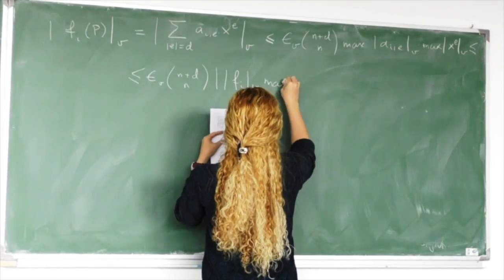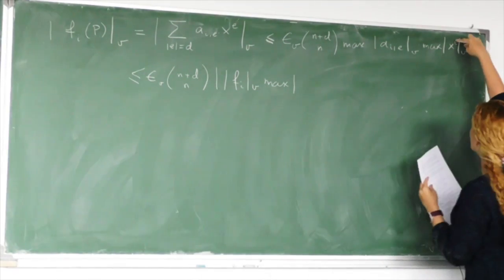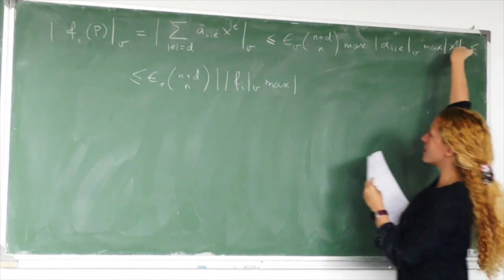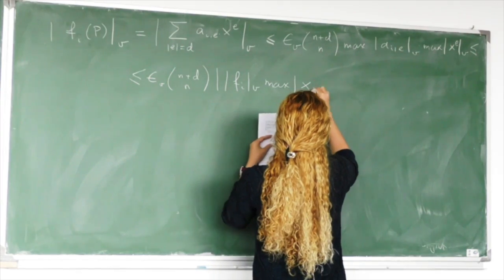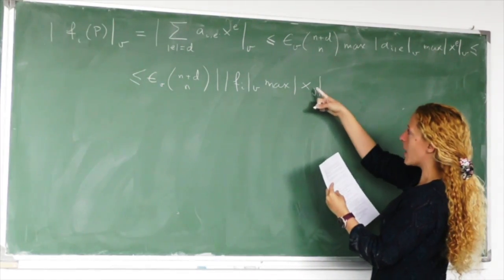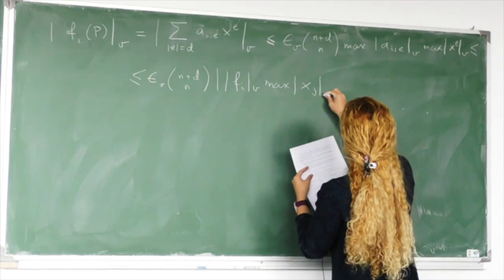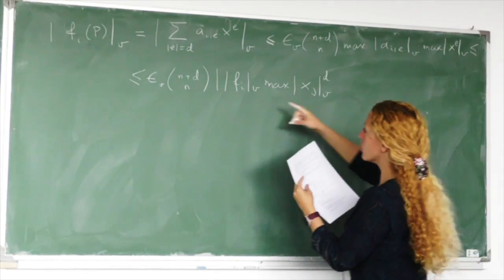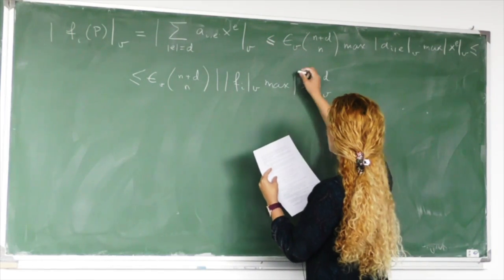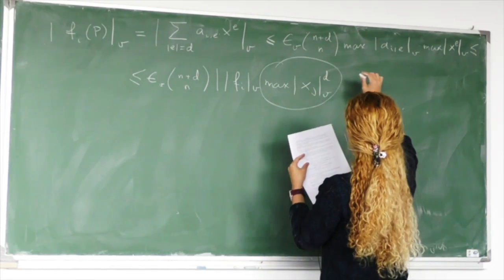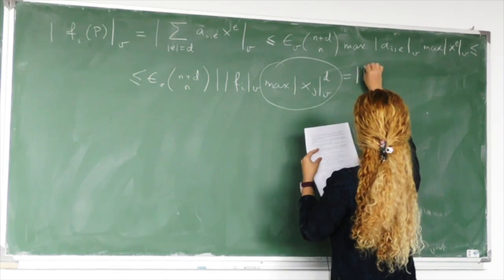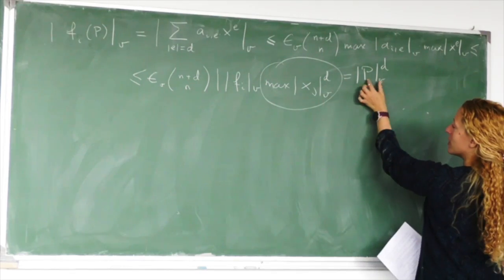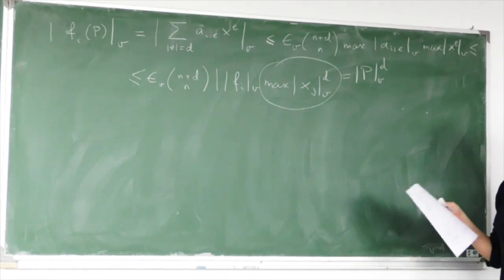And now I can change this. The sum is d, so I can change this, with the same trick we saw before, by the maximum of the absolute value of each of the coordinates to the d. Notice that we have these constants, and actually this thing that we have here is equal to this. This is the d, and this is the norm of P. So now we are on the good way.